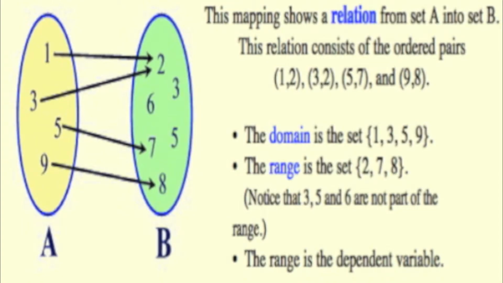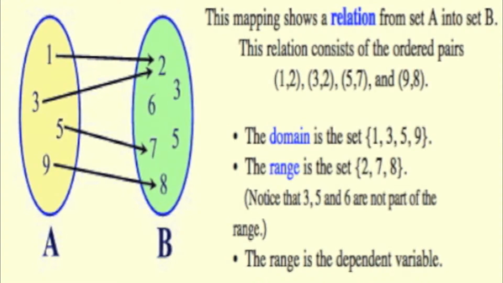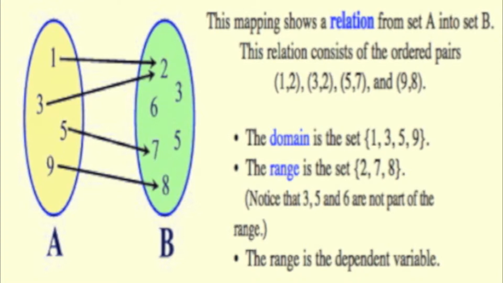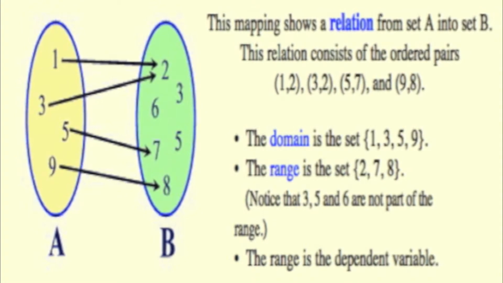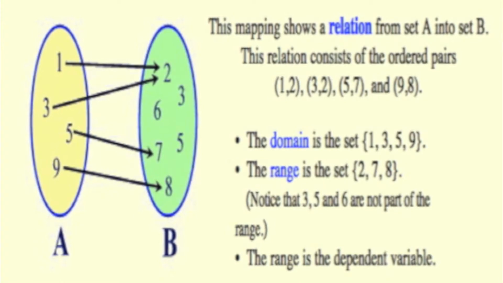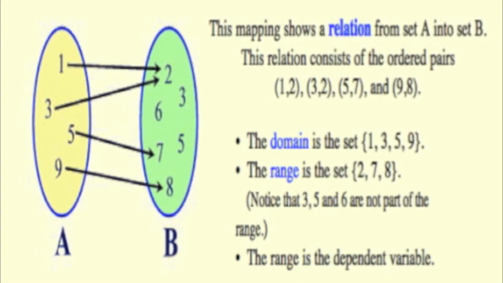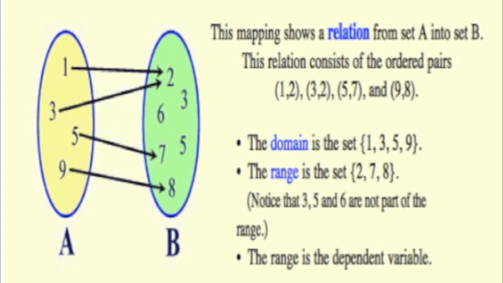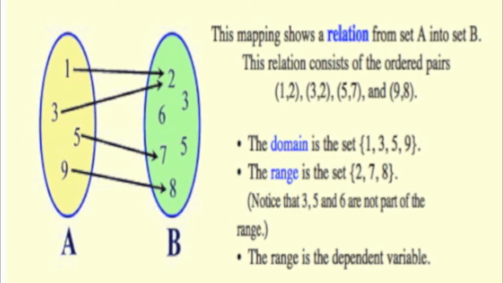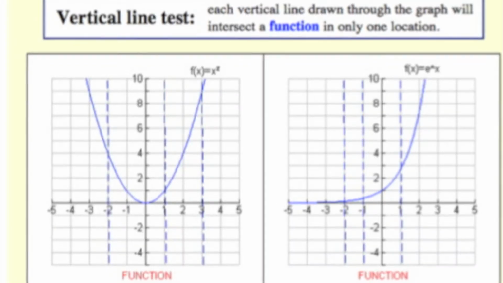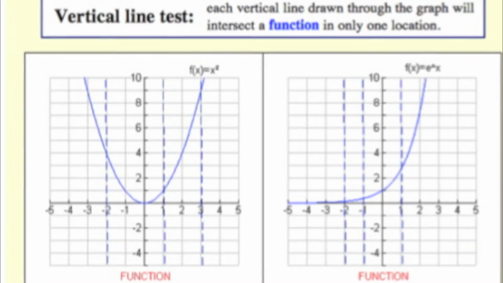So this mapping shows a relation from set A into set B, and this relation consists of the ordered pairs 1 and 2, 3 and 2, 5 and 7, and 9 and 8. So the domain, which is the yellow on the left side, is the set 1, 3, 5, and 9. And the range on the right is the green, and it's the set 2, 7, and 8. So you notice that 3, 5, and 6 are not part of the range, and that the range is actually the dependent variable.